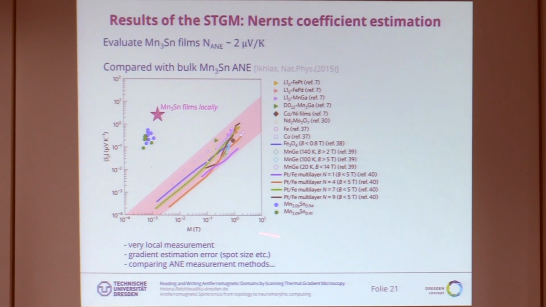And then there is, of course, definitely an error in our estimation. The spot size is actually the most important thing, I think. When we take the laser size, the thermal gradient is not giving that much larger extent than only the laser spot size. So this is how it is.